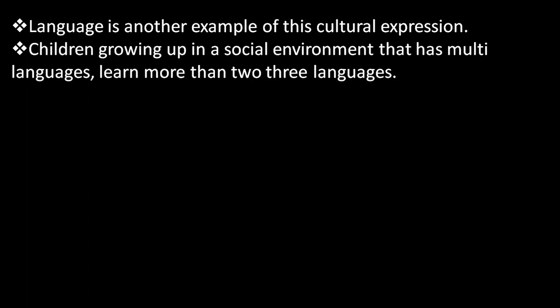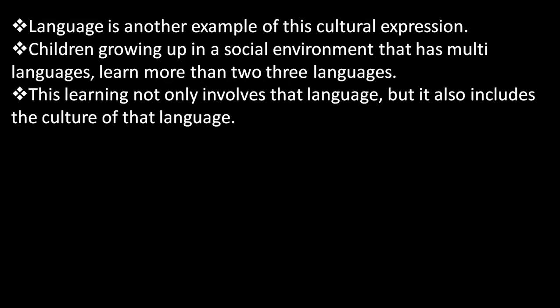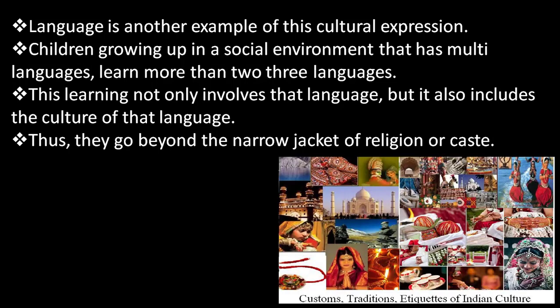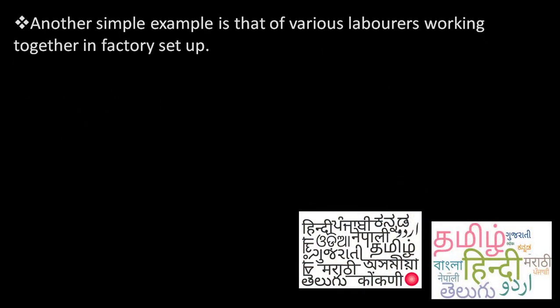And the next very important cultural ritual is language. Language is another example of cultural expression. Children growing up in a social environment that has multiple languages learn two or three languages. That is the intention behind implementing the concept of three languages. This learning not only involves the language but also includes the culture of that language. Children learn other languages' cultures too. Thus they go beyond the narrow jacket of religion or caste. That is the main intention of introducing different languages.